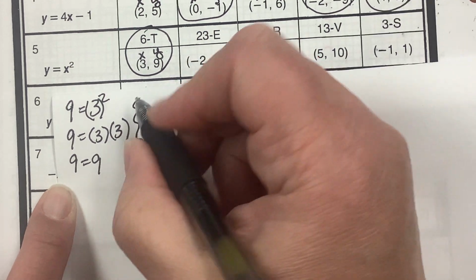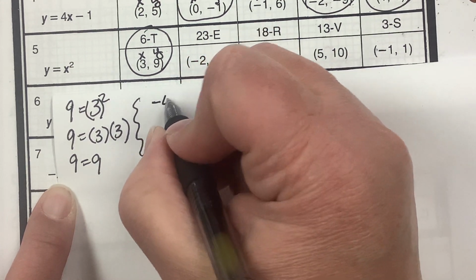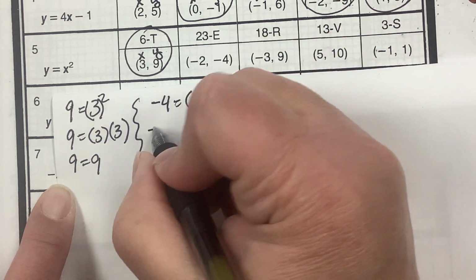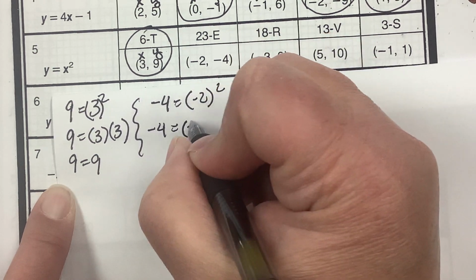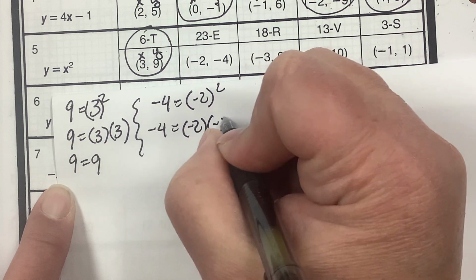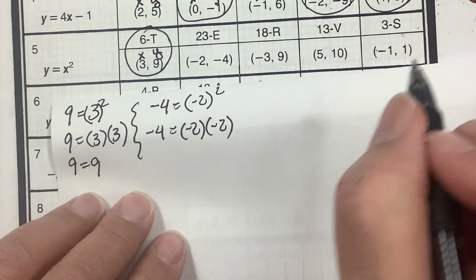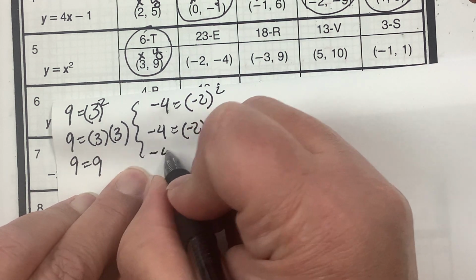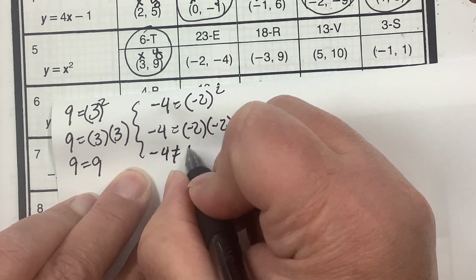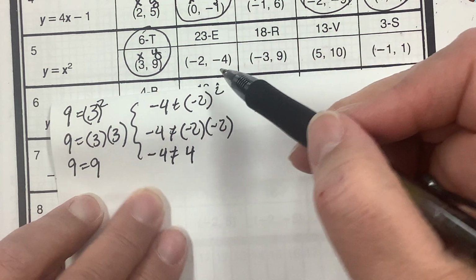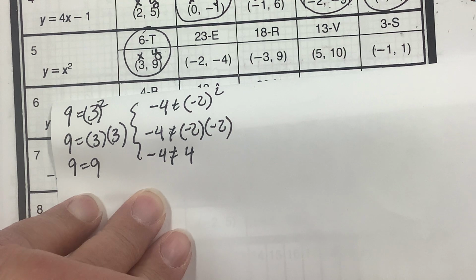Okay, let's try this one. Negative 4 equals (negative 2) squared. Negative 4 equals negative 2 times negative 2. Oh no, negative 2 times negative 2 is positive 4. And negative 4 is really not the same as positive 4. So those are not equal. That one doesn't work. It looks like it should, but it doesn't.